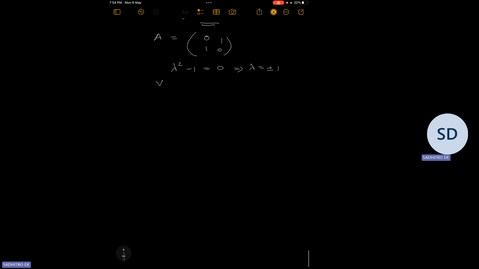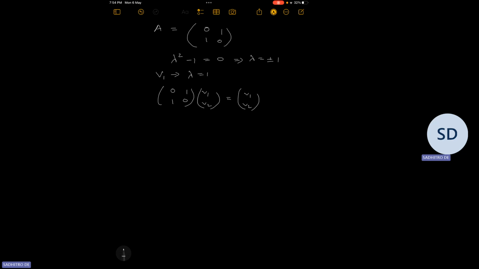So if v1 corresponds to lambda equal to 1, then we have [0, 1; 1, 0] times (v1, v2) equals (v1, v2). So this implies that v1 equals v2, which tells me that the eigenvector corresponding to the unstable direction is this.